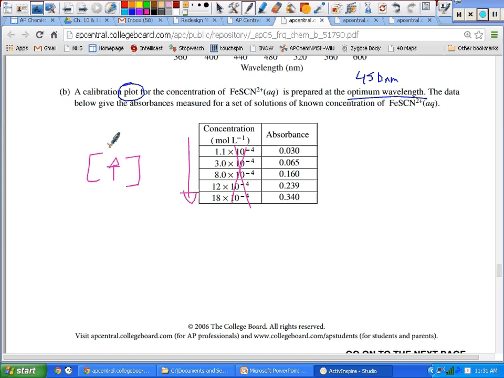How is it related to the absorbance? As the absorbance goes down, what is it doing? It's also increasing. So how are concentration and absorbance related? Directly related. As the concentration goes up, the absorbance goes up. What does absorbance mean? How much it absorbs. It takes in, it sucks it in, right?